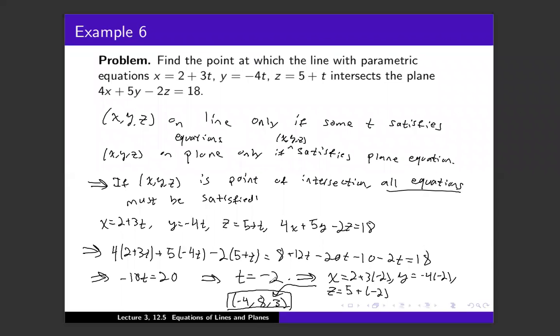Okay, very good. So negative 4, 8, 3. That's the final answer to this particular question.